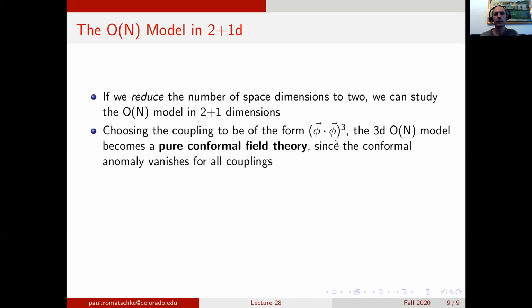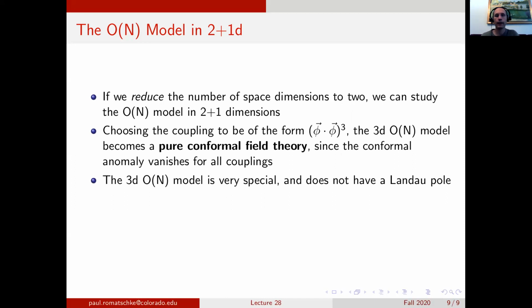If we choose this particular coupling term, then the large n solution to this 3-dimensional ON vector model is a very special theory. It's a pure conformal theory because its conformal anomaly vanishes for all values of the coupling. As such, it does not have a lambda pole. The coupling is trivial, and we can access the strong coupling limit directly from the field theory.